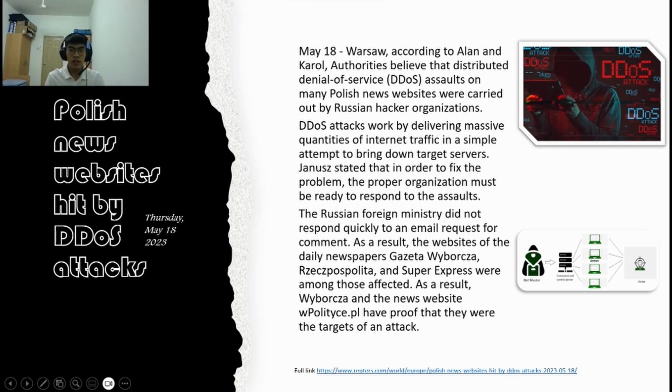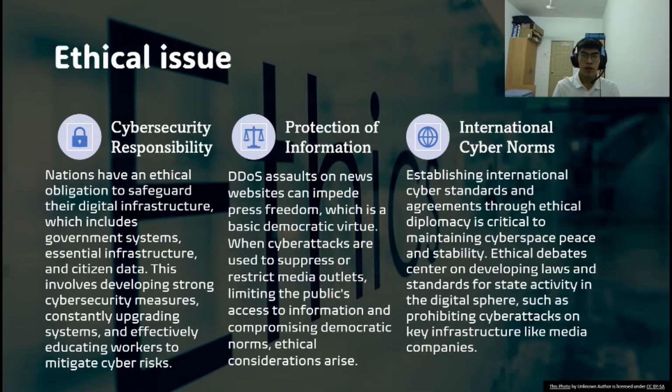Next, let me share the ethical issues about those attacks. We have 3 ethical issues. First is cybersecurity responsibility. Nations have an ethical obligation to safeguard their digital infrastructure, which includes government systems, essential infrastructure, and citizen data. This involves developing strong cybersecurity measures, constantly upgrading systems, and effectively educating workers to mitigate cyber risks. If a country fails to appropriately preserve its digital assets, it may be held accountable for failing to protect sensitive information and ensure the continuity of important services. This can result in data breaches, trust erosion, and serious harm to residents.